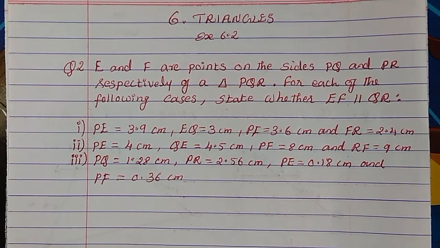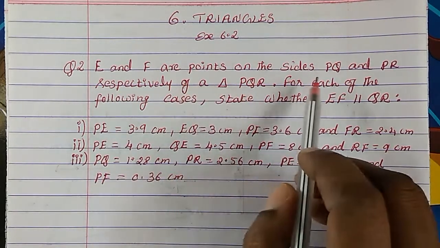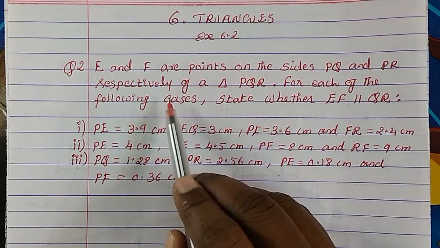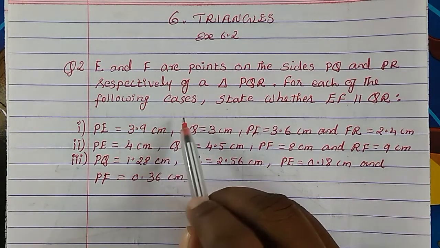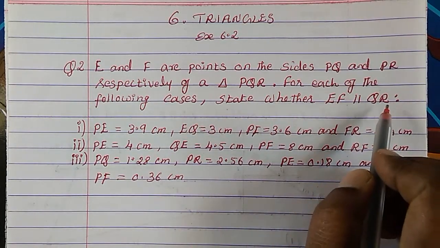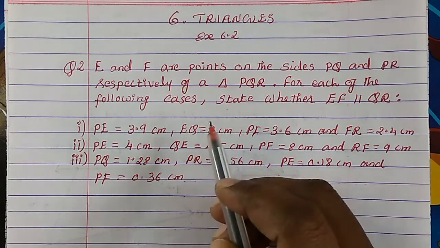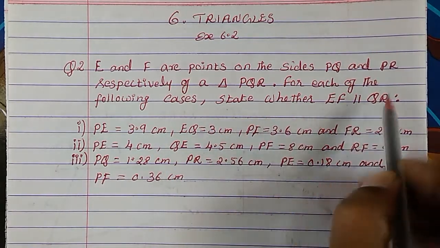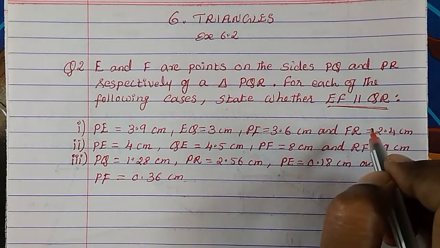Today we are going to study from chapter 6 triangles exercise 6.2 question 2. E and F are points on the sides PQ and PR respectively of a triangle PQR. For each of the following cases, state whether EF is parallel to QR. So we have three cases here. We have to state whether EF is parallel to QR or not.